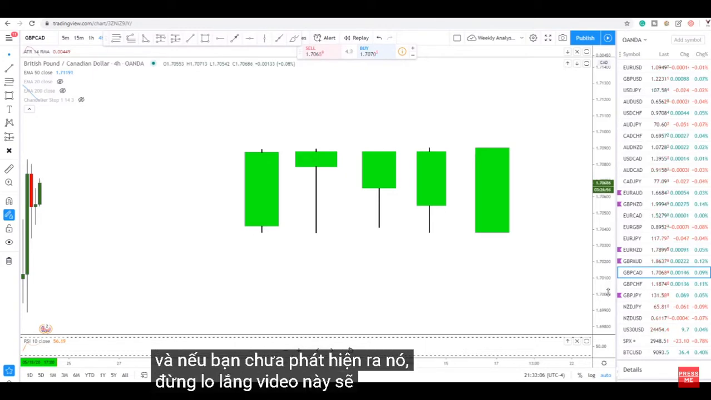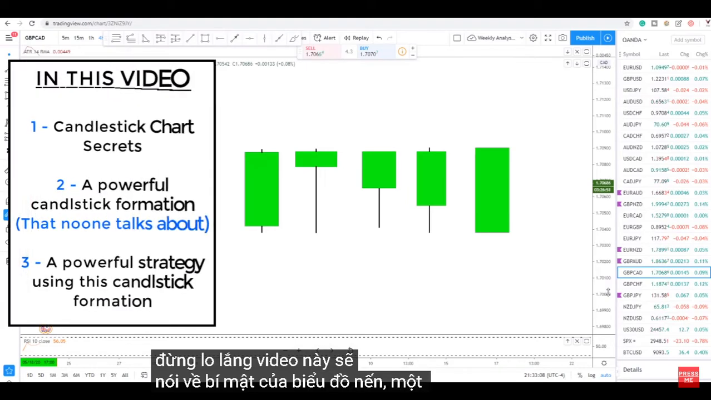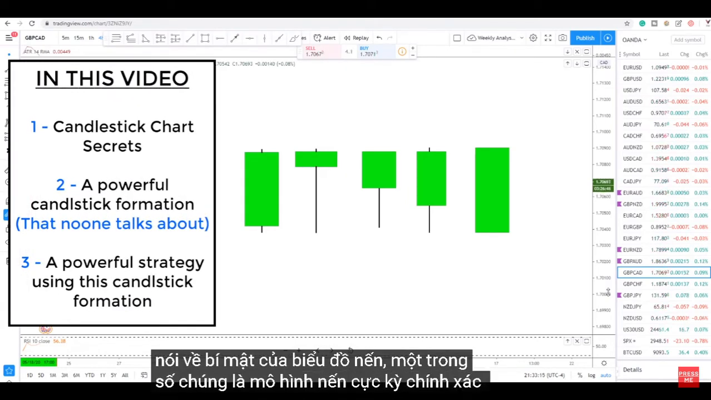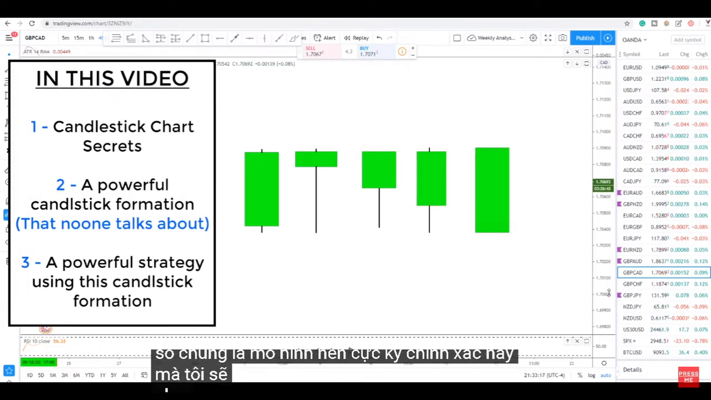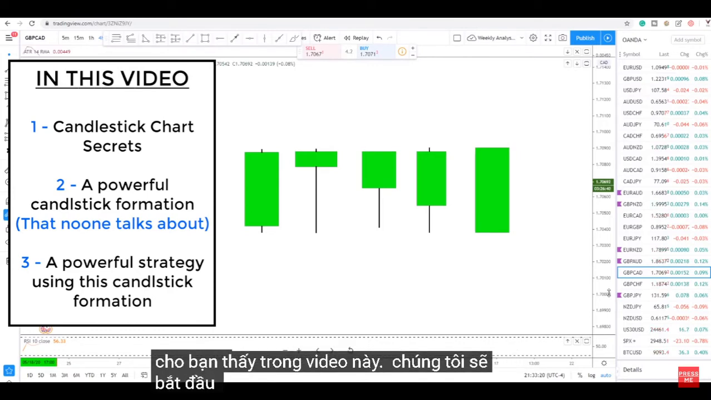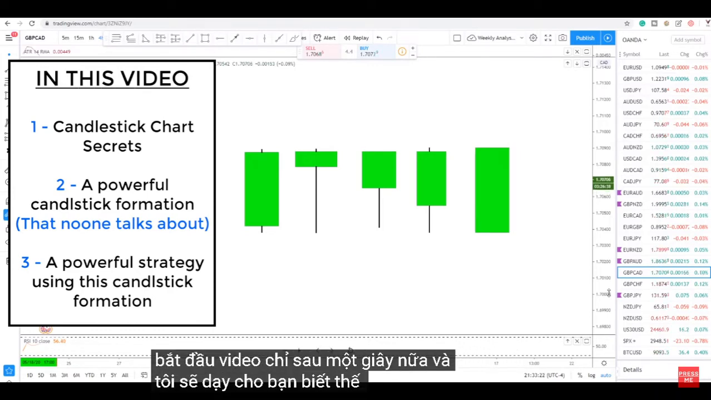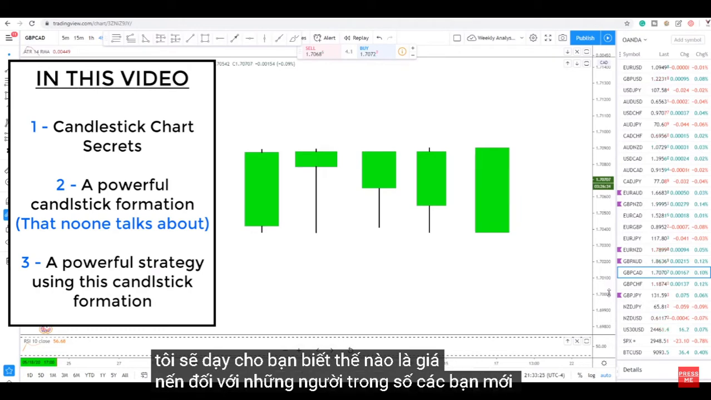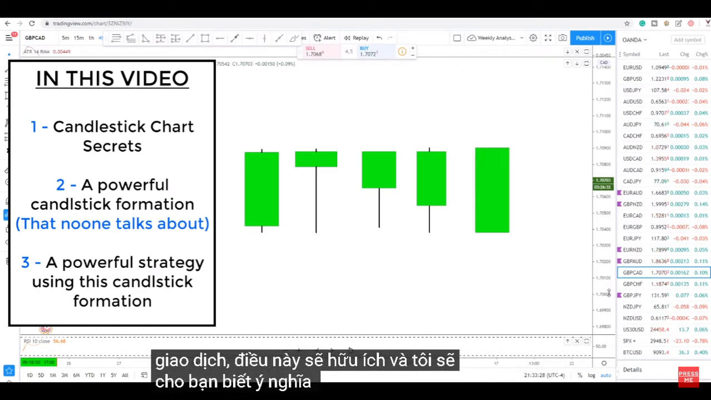This video is going to talk about candlestick chart secrets, one of them being this insanely accurate candlestick pattern that I'm going to show you in this video. We're going to start with me teaching you what a candlestick is. For those of you who are brand new at trading, this will help, and I'm going to show you what each of them mean.